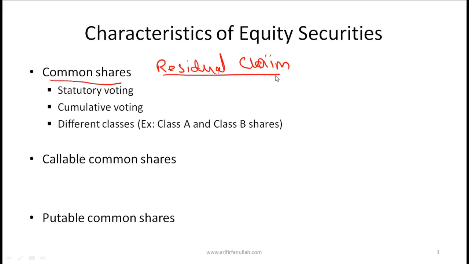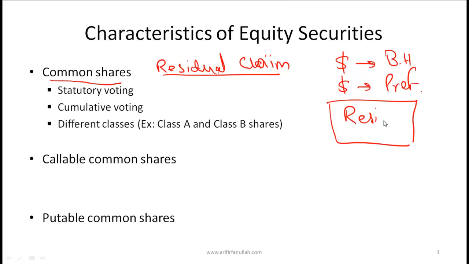Why is this called a residual claim? This is because when a company generates money, first that money has to be given to bondholders or debtors, and then the money goes to preferred shareholders, who we will talk about on the next slide, and then any residual amount goes to common shareholders. So the common shareholders have the most to gain when a company does well, because roughly speaking a fixed amount of money goes to the bondholders and the preferred shareholders. All the rest comes to the common shareholders.